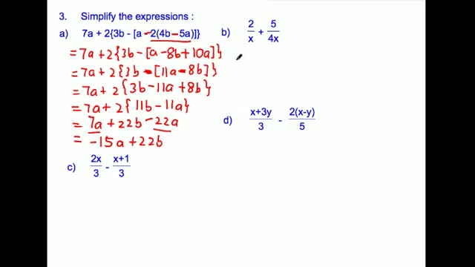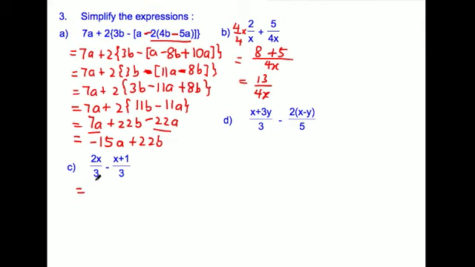In the next example, we are adding two fractions. To add fractions, we need a common denominator. Since the denominator is 4x, we need to multiply by 4 over 4 here. And once the denominator is the same, we can add the numerator and put it under a single denominator. 4 times 2, 8, plus 5 to give 13 over 4x.